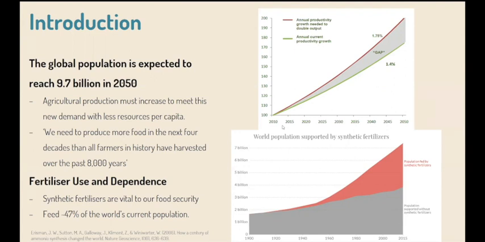A nice little snippet I've heard to do with this is we need to produce more food in the next 4 decades than all farmers in history have harvested in the past 8,000 years. And I think that really contextualizes the problem.